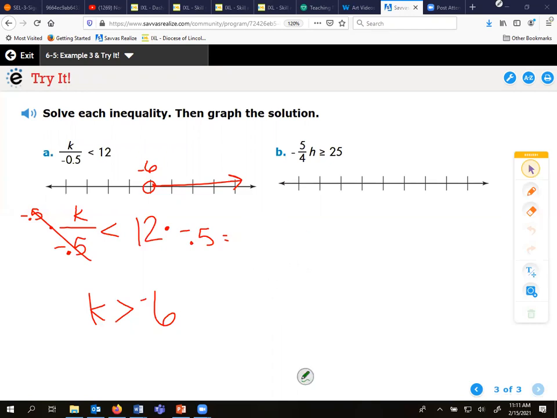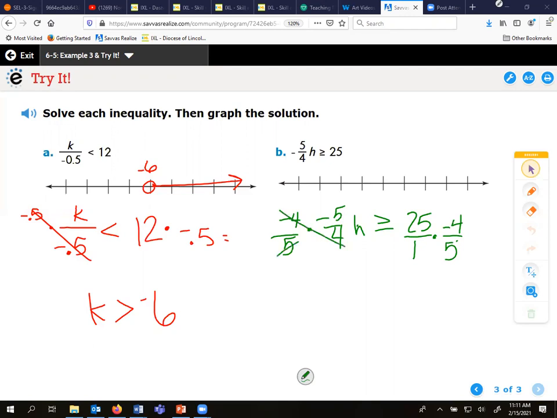Okay, and then we've got negative 5/4 h greater than or equal to 25. This is a multiplication inequality, so I need to divide to do the inverse. Instead of dividing by 5/4, so what am I really going to do? Multiply by the reciprocal. So we're going to multiply by negative 4/5, and I'm going to do that on both sides. I'm going to change this to a 25/1 to make it easier.